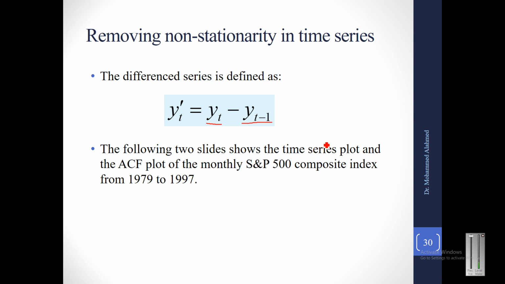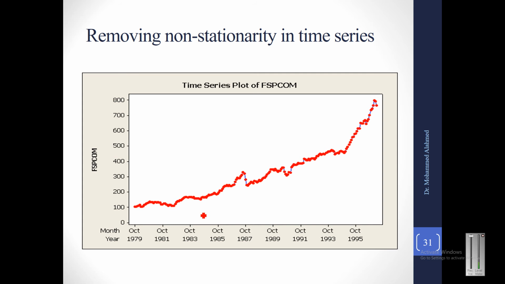The following two slides show the time series plot and the ACF plot of the monthly S&P composite index from 1979 to date. You can see here there is a trend. You do not have a constant mean, because if I plot this line, you can see the mean is increasing as we move further.